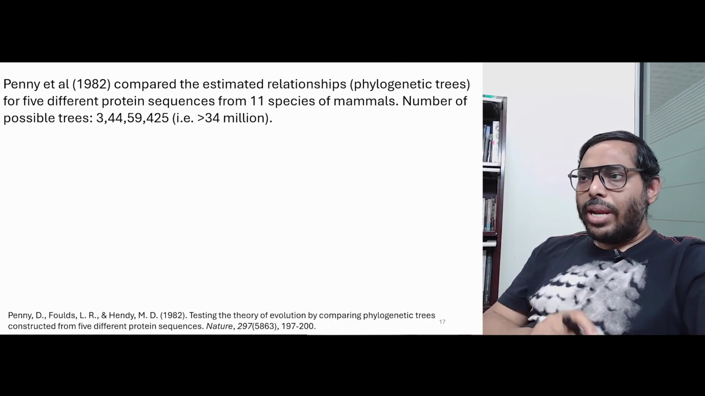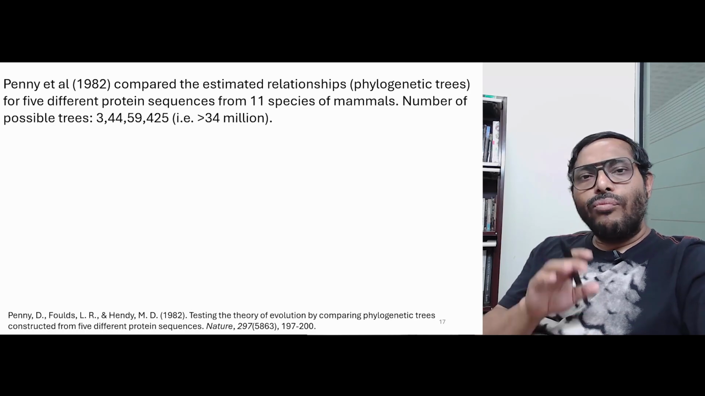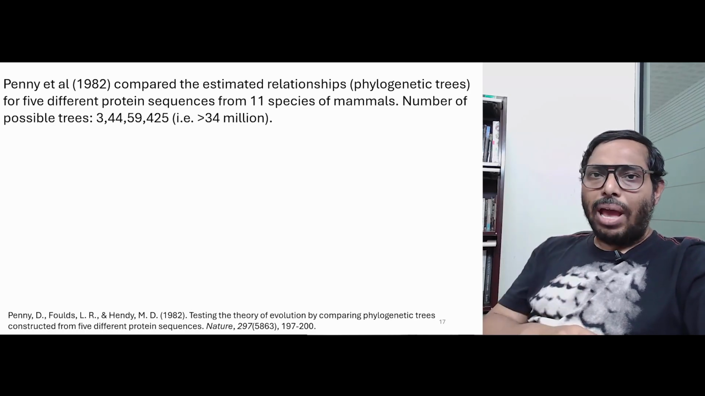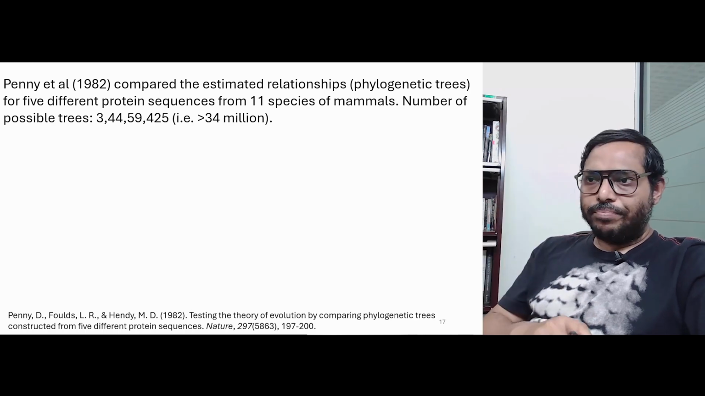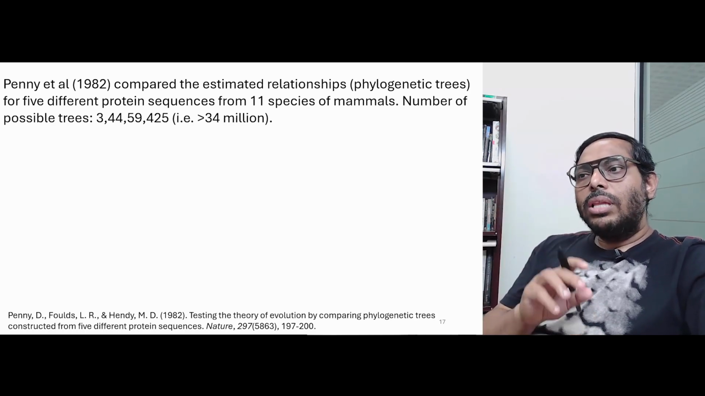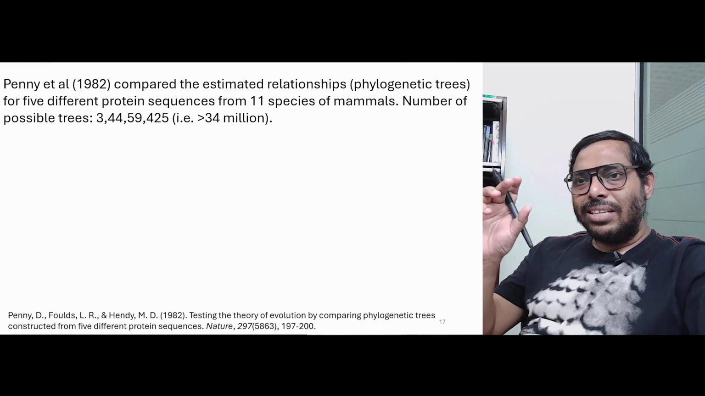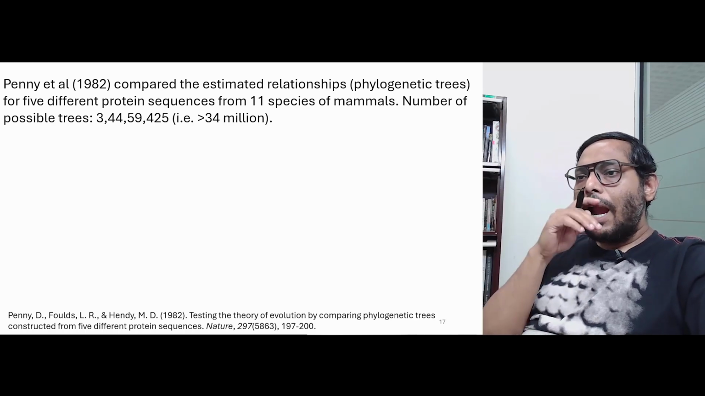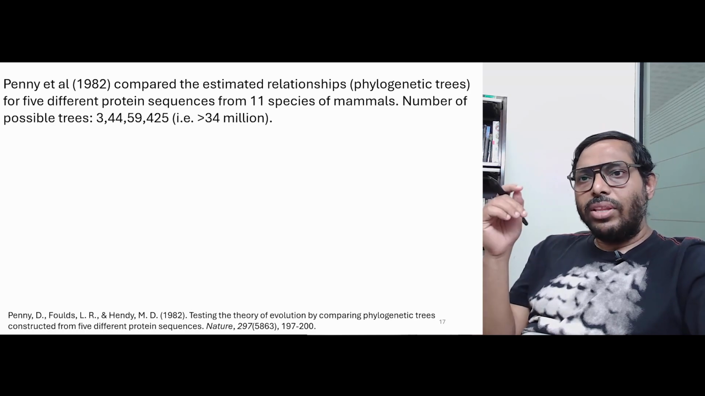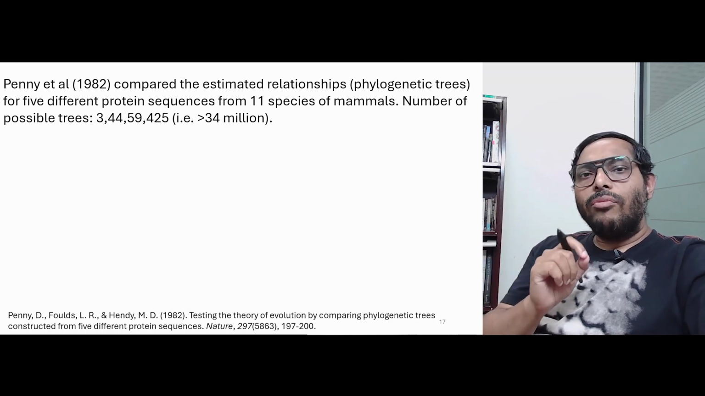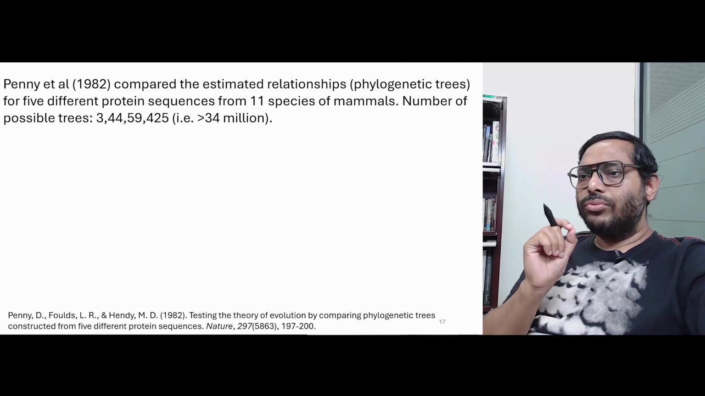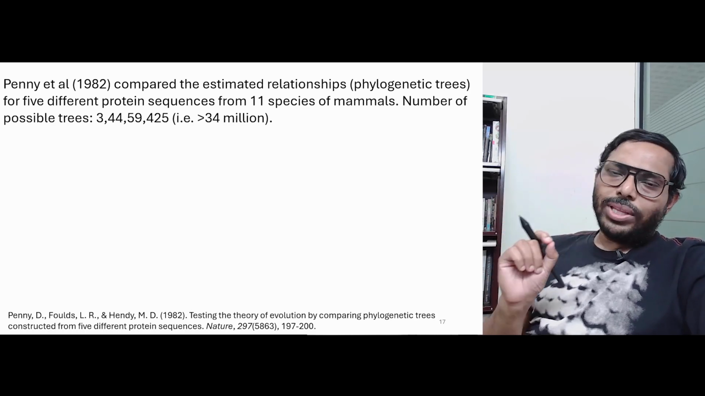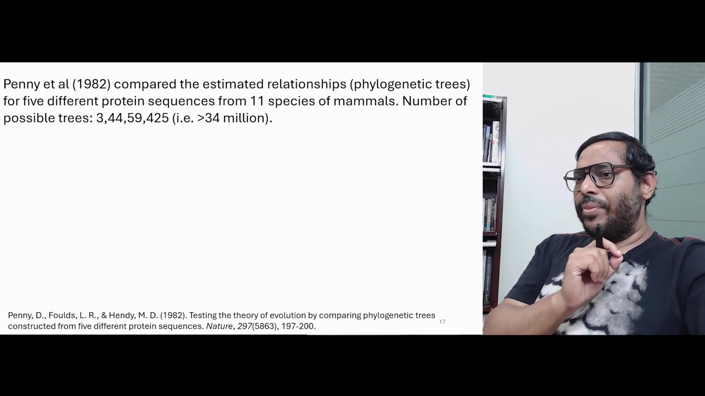So, in 1982, Penny et al. took 5 different proteins from 11 different species of mammals and essentially sequenced them. Now, they built phylogenetic trees based on the same logic that I talked about, and given the number of species and given the number of proteins, the total number of possible trees is 3,44,59,425, which basically means more than 34 million, right.